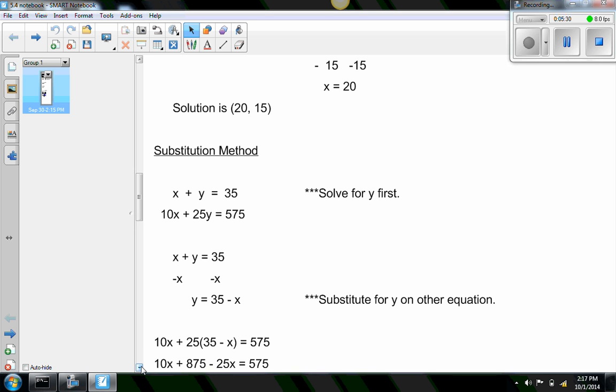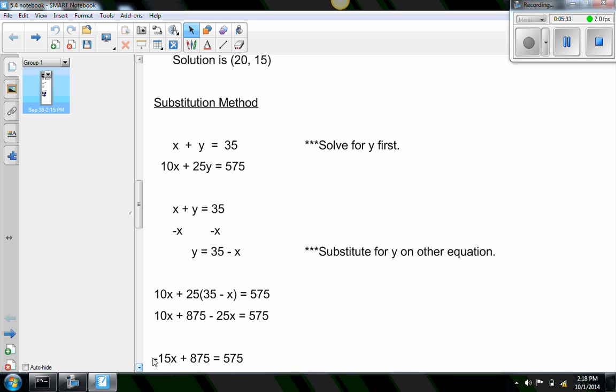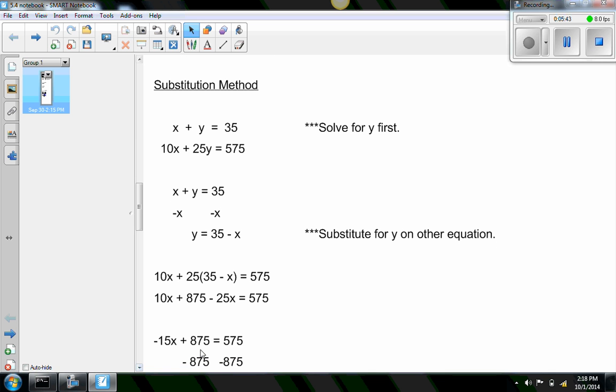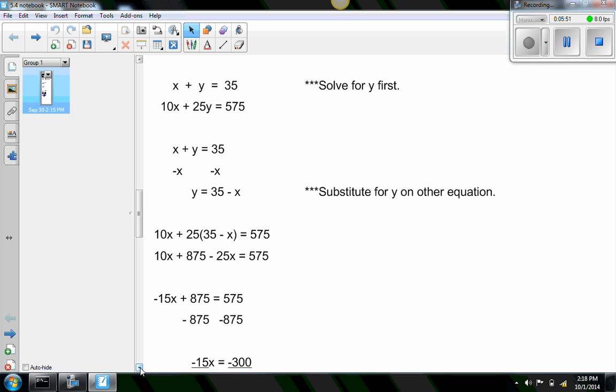Now I just go ahead and combine what I can. So 10x minus 25x is a negative 15x, plus 875 equals 575. Now I just go ahead and solve the equation. Get rid of the 875 from both sides, so I'm subtracting it from both sides. That leaves me with negative 15x equals negative 300.